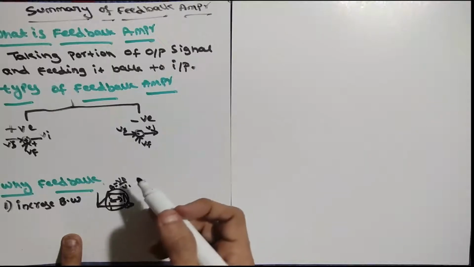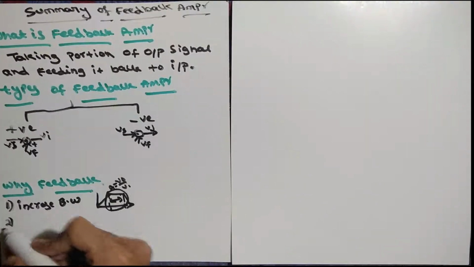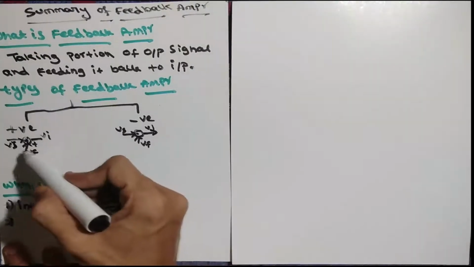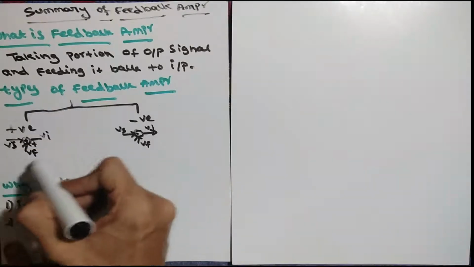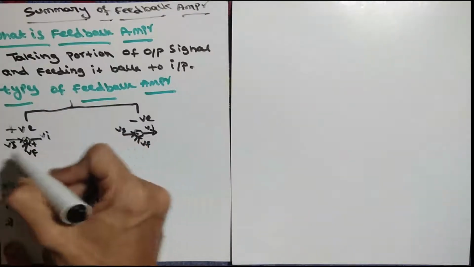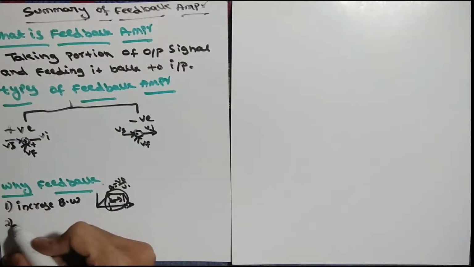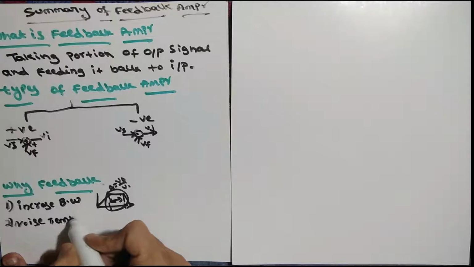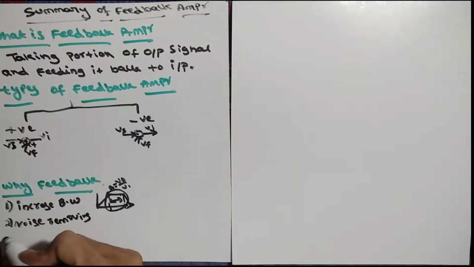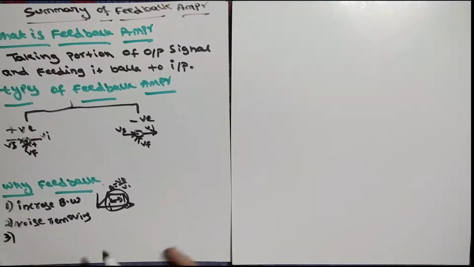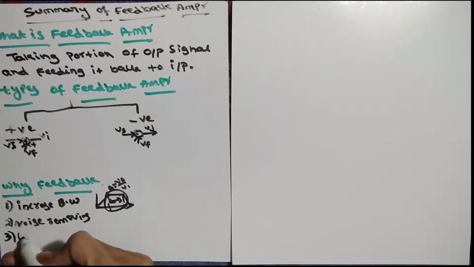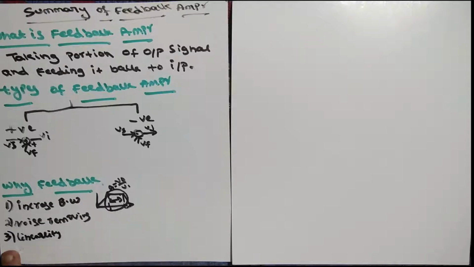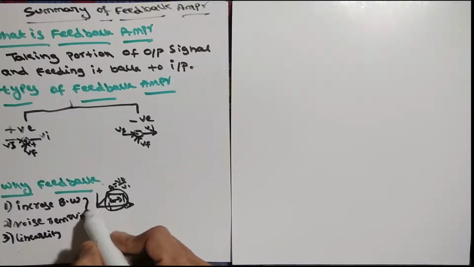The second advantage is that any noise is taken from the input and feedback, subtracted, and the error signal is removed. So we also use feedback for removing noise, and because of removing all that noise the gain varies linearly. So we can call it linearity in the gain. These are the major reasons why feedback is used.